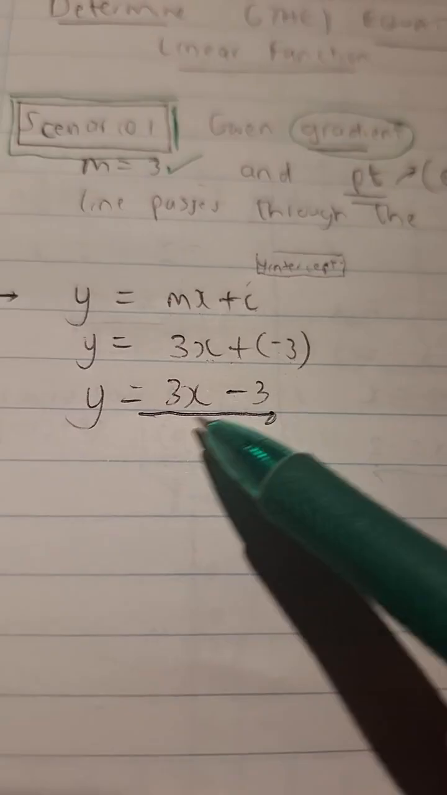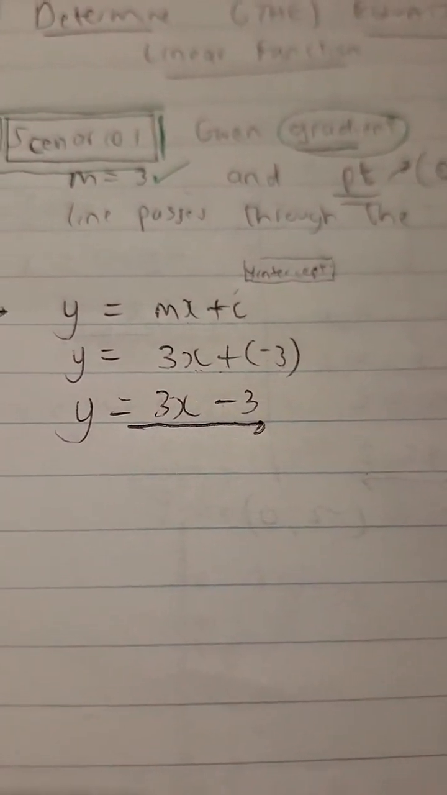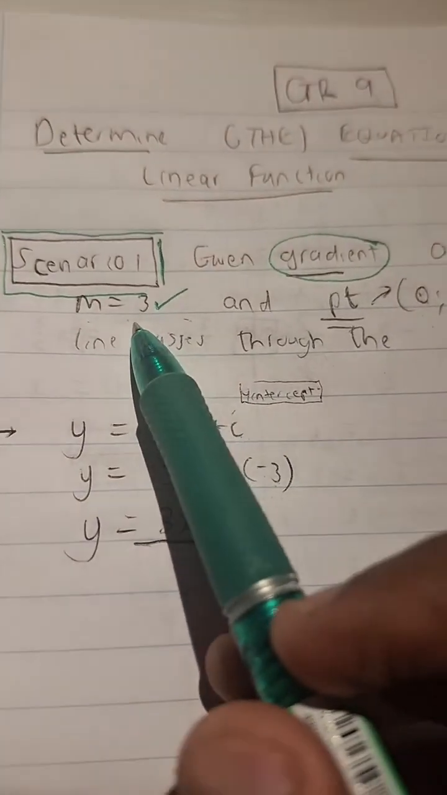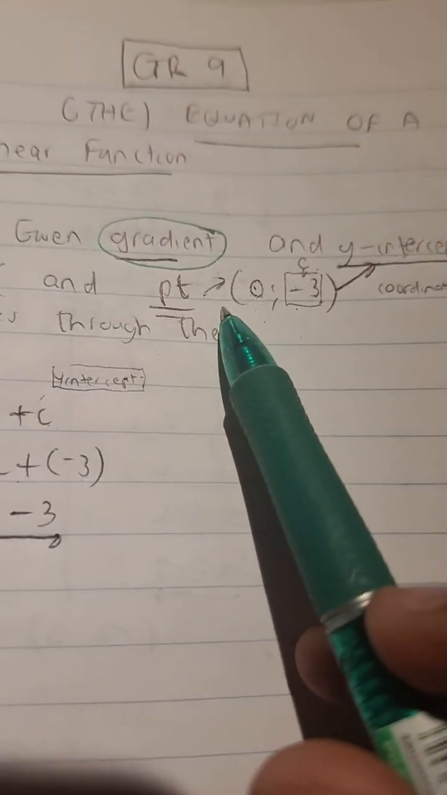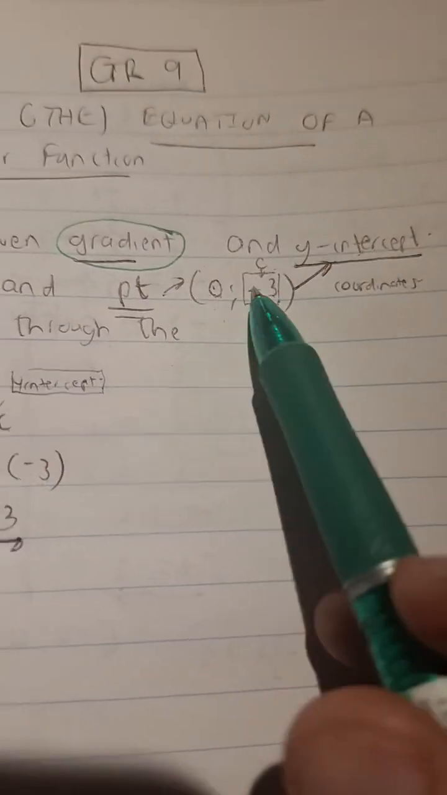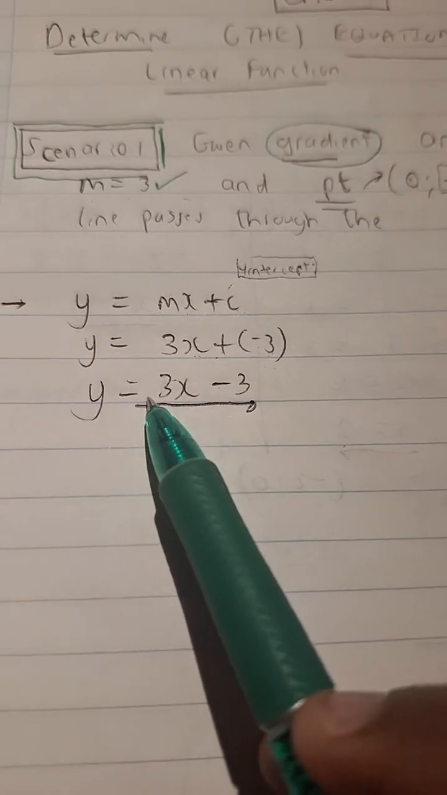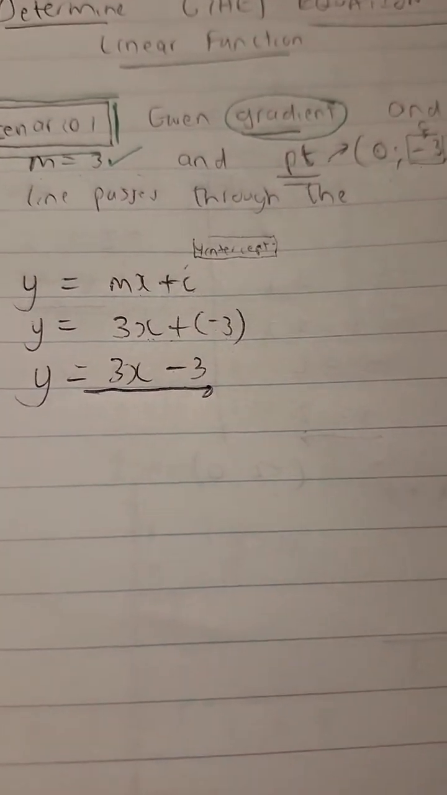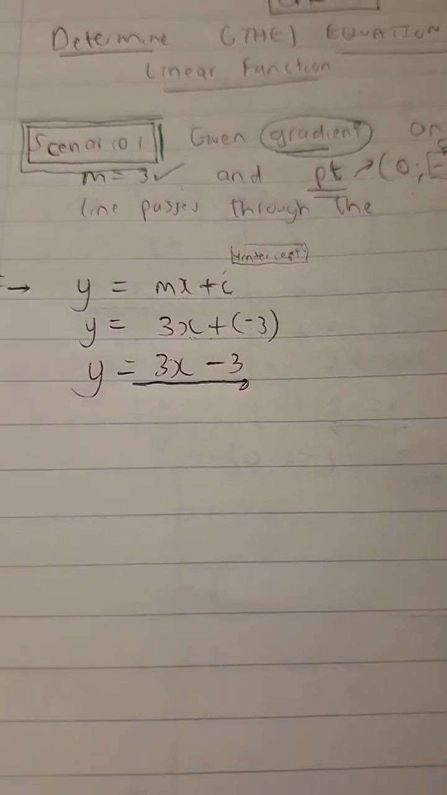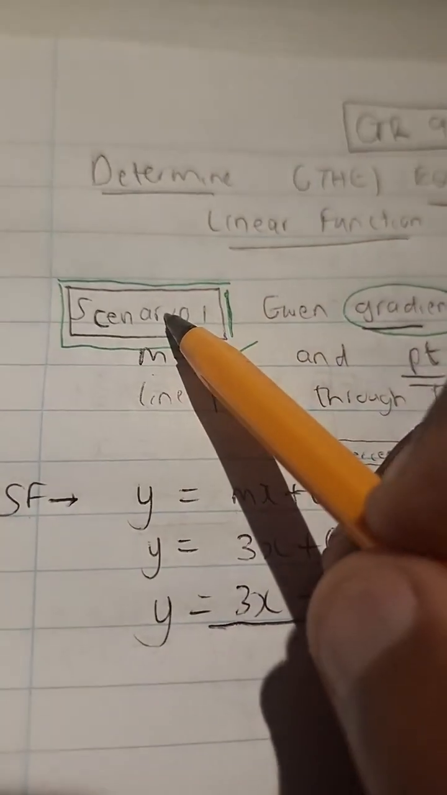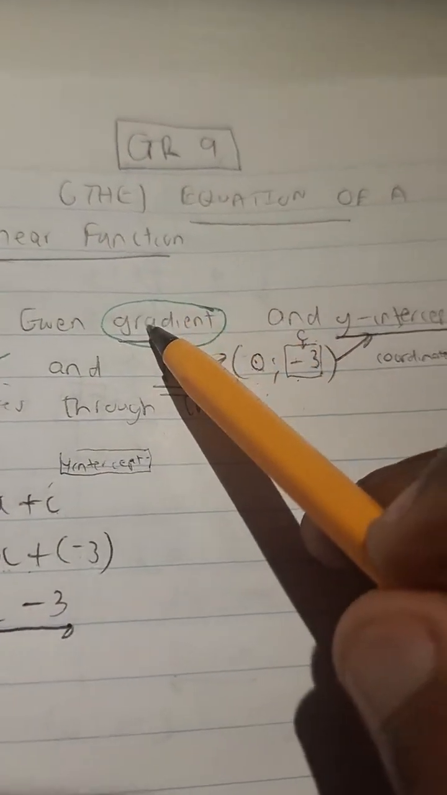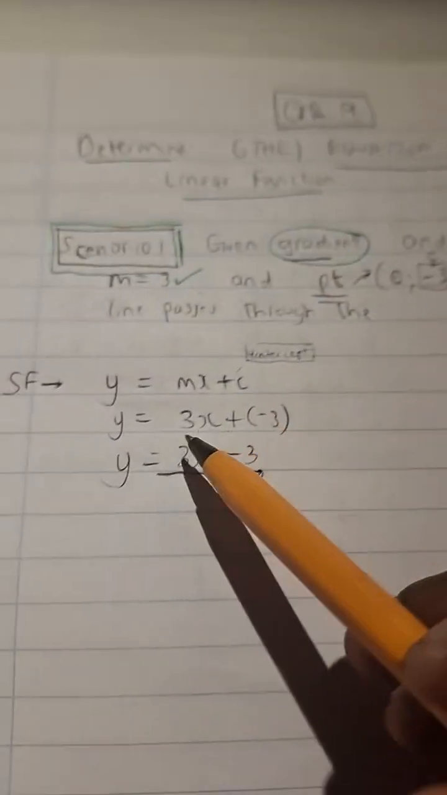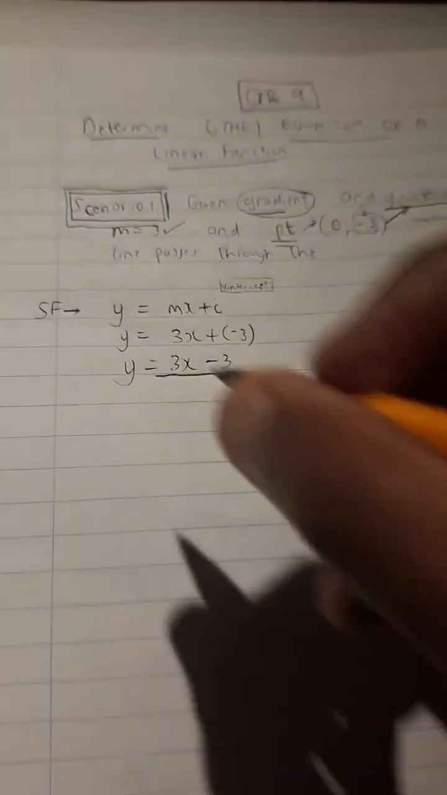Positive times a negative is negative, so this is the equation of the straight line here, where the gradient m is equal to 3, and it passes through the point (0, negative 3). The equation is y is equal to 3x minus 3. Straightforward, to the point, no hassles. That is scenario 1. When you are given the gradient and the y-intercept, that is how we determine the equation.